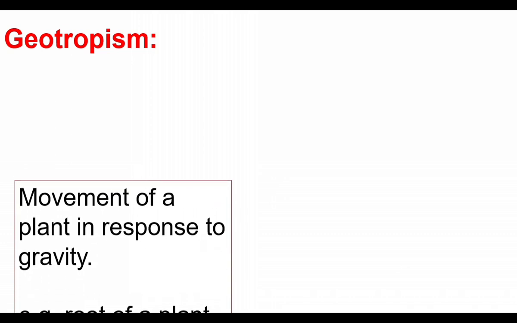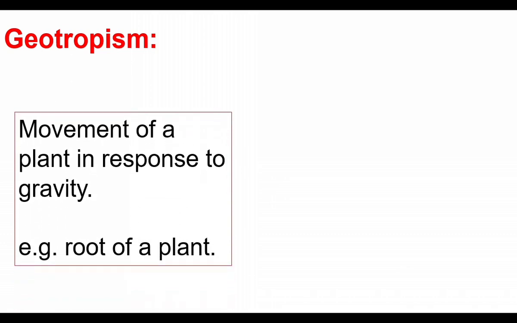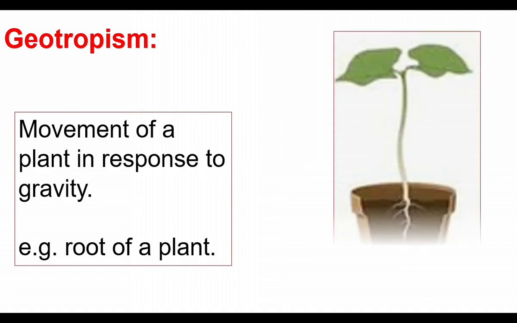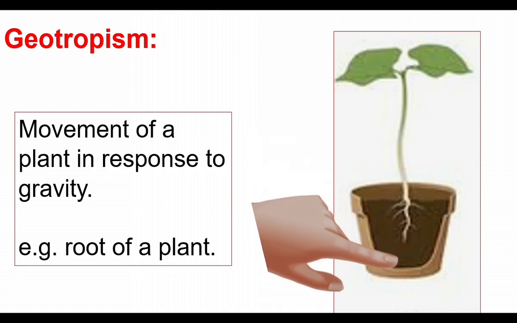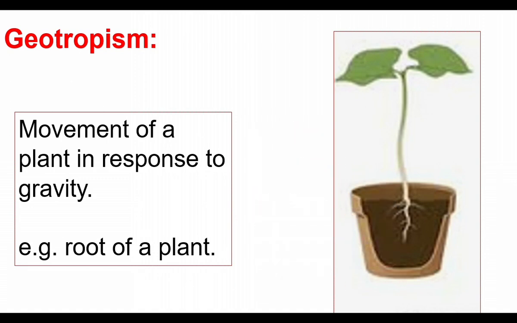Geotropism involves movement of plant or plant parts towards gravity. It is a movement of a plant in response to gravity. Example, the root system grows towards gravity. It is geotropism.